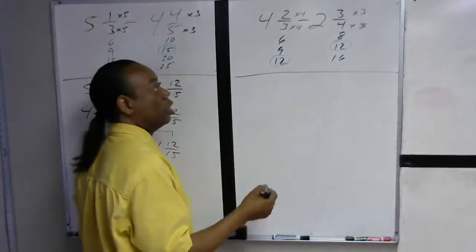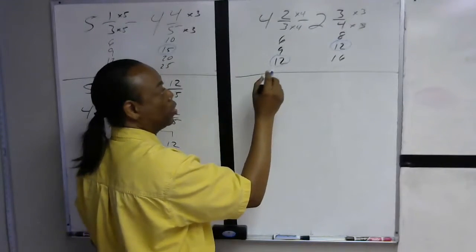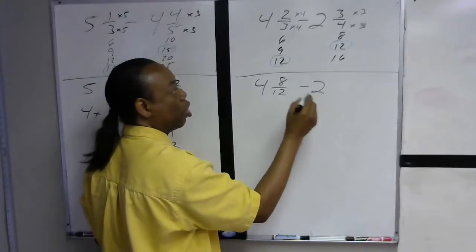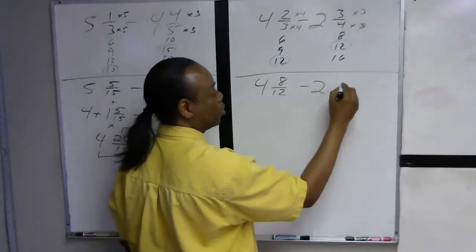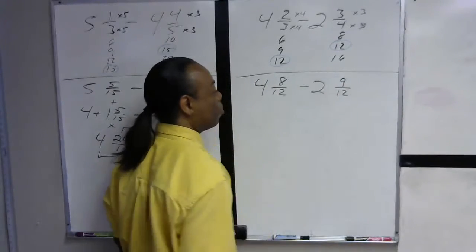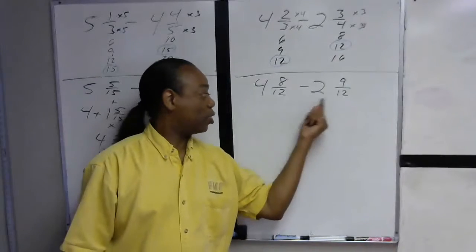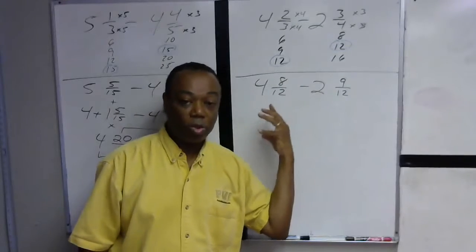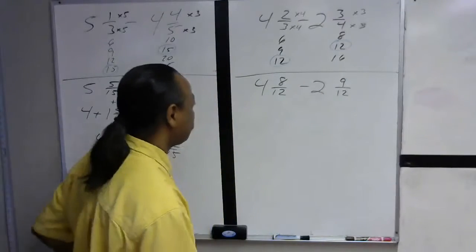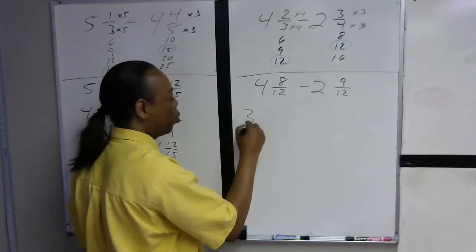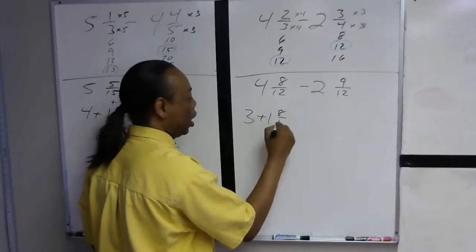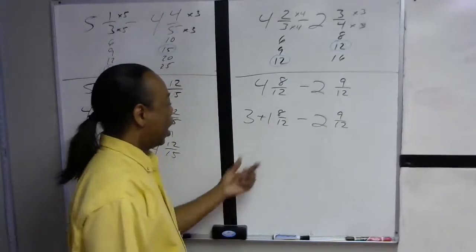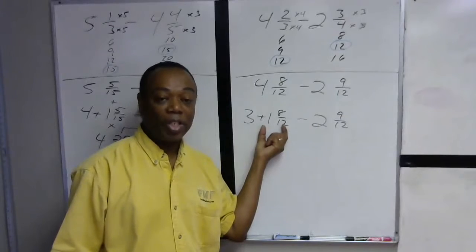Okay, now let's bring all these down. 2 times 4 and 3 times 4 gives us 8 and 12. 3 times 3 and 4 times 3 gives us 9 and 12. All right, now that our fractions have the same denominators, you notice that we cannot subtract 9 12ths from 8 12ths. It's too small, so we're going to have to borrow. Borrow 1 from the 4, we get a 3 plus 1, 8 12ths, minus 2 and 9 12ths.